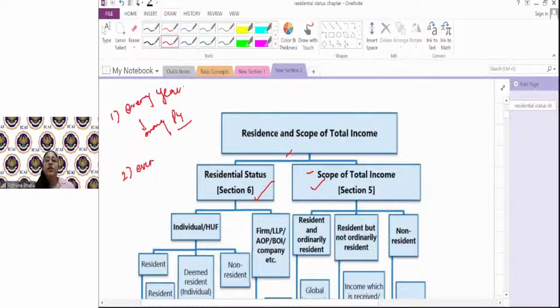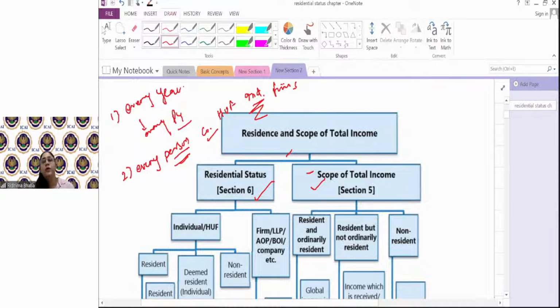Second, it is calculated for every person. Every person means I'm not talking about person as in you and me; residential status will be determined for a company, for an HUF, for individuals, and for firms too. We'll determine the residential status for every category of person. It's not a concept which is just restricted to individuals. It is there for every category of person.